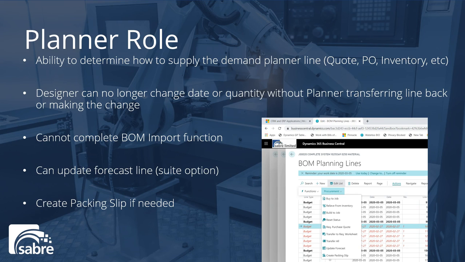So the idea behind that is that there has to be that communication if something on that line needs to change. Planners cannot use the BOM import function, so they won't have the ability to use that Excel upload functionality and add additional planning lines. They can use the update forecast line function if they've gotten the premium or the suite Sabre subscription for that. So again, we'll talk more about the forecast and that functionality in additional videos. And they can create packing slips if needed. So if they want to be able to ship inventory that they have on hand, or they want to be able to ship that BOM planning line, they would have the ability to do so.